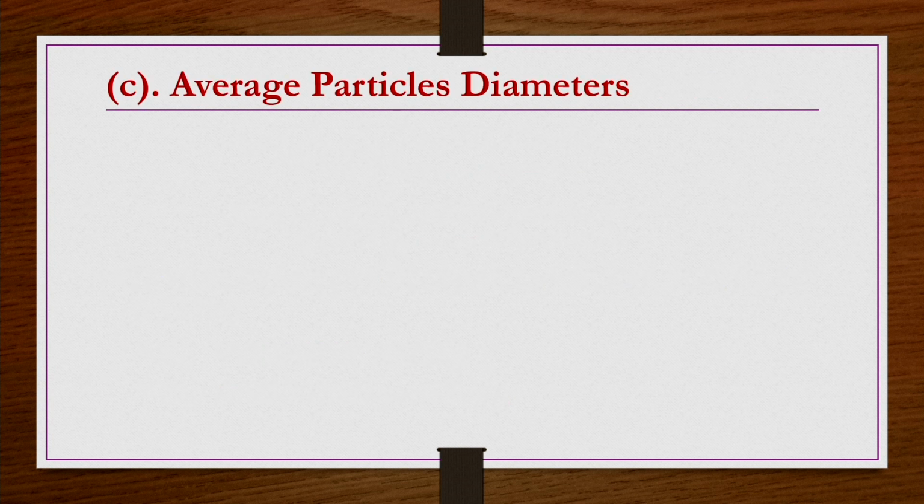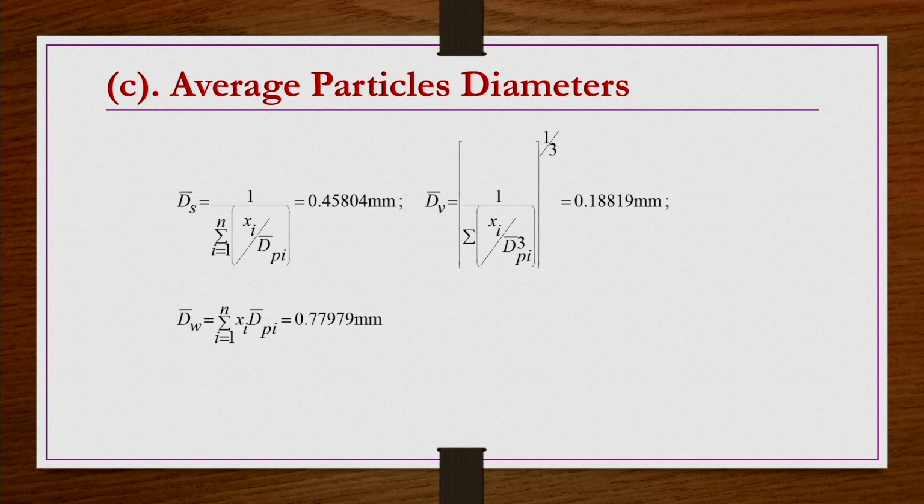Okay. Then the average particle diameters. So, ds bar, the Sauter mean diameter, dV bar, the volume mean diameter, and dW bar, the mass mean diameter. These expressions we have already derived, and we have calculated the summations of xi by dpi bar, xi by dpi bar cube, and xi dpi bar in the table. So, you substitute, you get these numbers. Here also we can see all these 3 numbers are giving 3 different values.